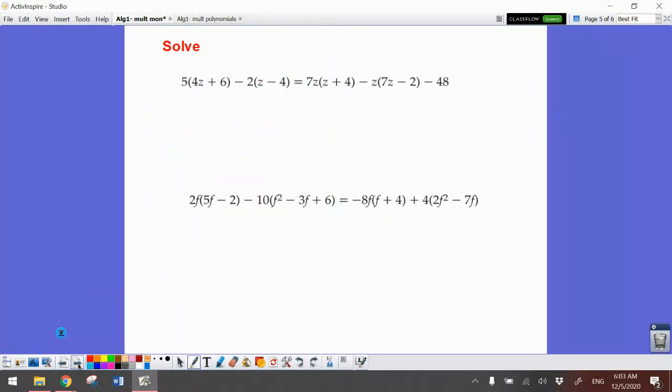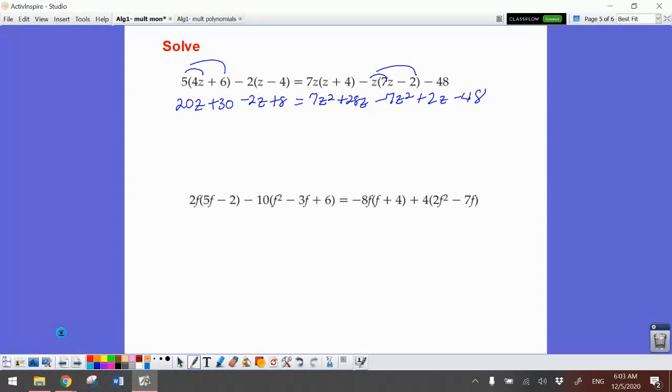All right, let's do a couple equations. So go ahead and hit pause, see if you can solve these guys. All right, let's see how we did. 20z plus 30 minus 2z plus 8, 7z squared plus 28z, a negative 7z squared, a positive 2z, minus 48.